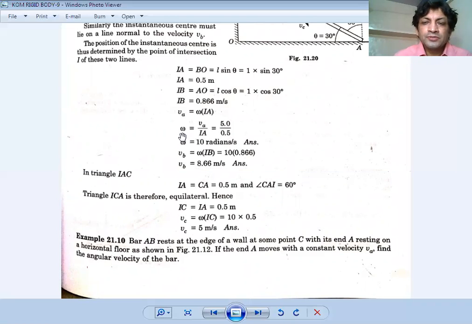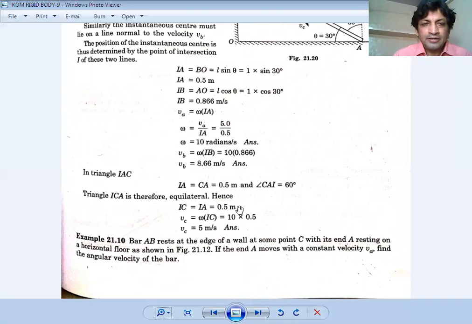By using the expression omega is equal to VA upon IA. Then VB is equal to omega times IB. As we got to know the omega, that is equal to 10 radian per second, we put the value of omega here, and then we calculate the value of VB.